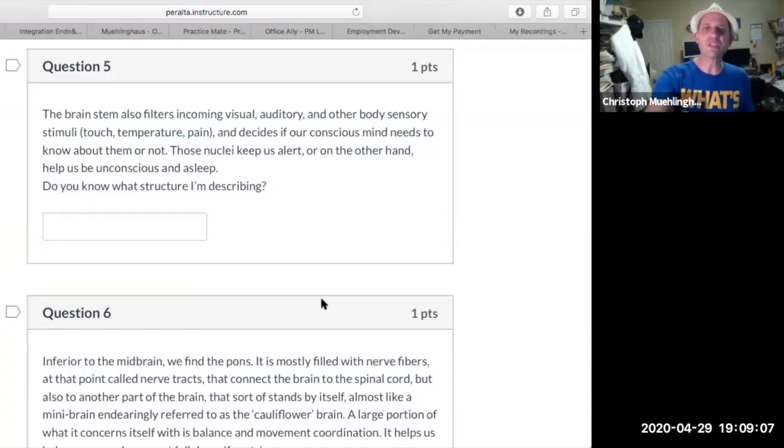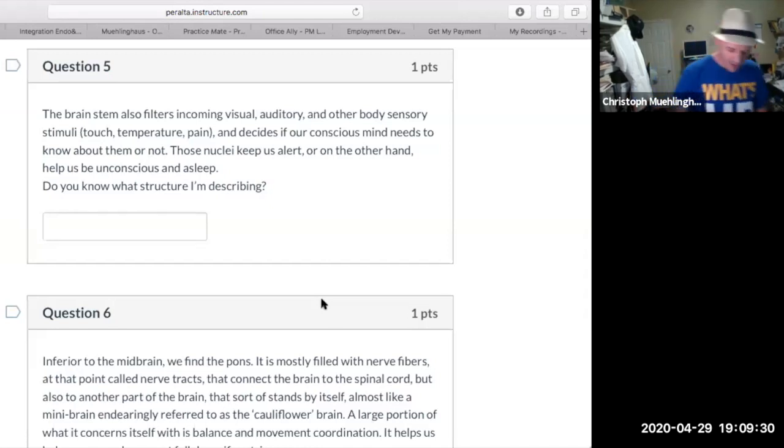Okay, it's pretty straightforward. This structure does this, and so let's keep moving on. The brainstem also filters incoming auditory, visual, and other body sensory stimuli, and decides which of them our conscious mind needs to know about or not. Those nuclei keep us alert. On the other hand, they help us sleep.